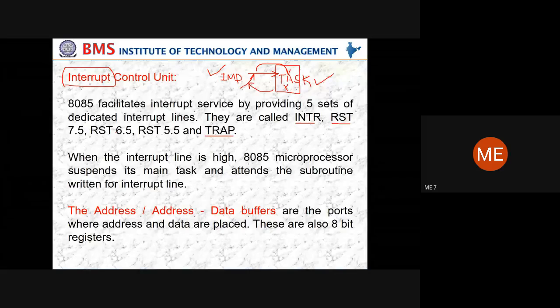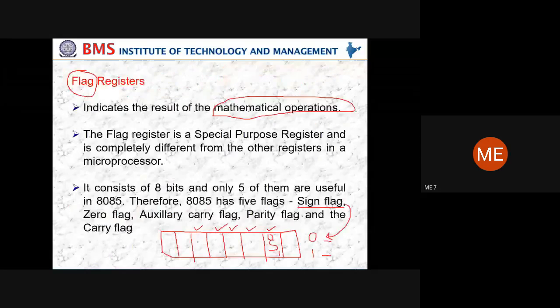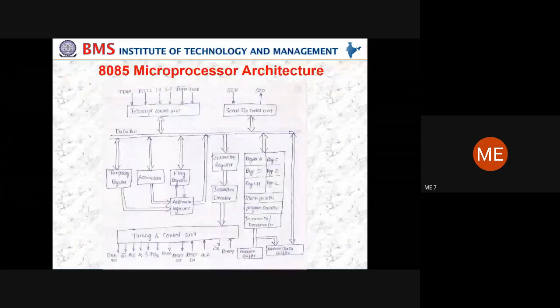Then next we have the last one, the address and data buffers, which are the ports where the addresses and data are going to be placed. Through this you are going to send the information. Now this is about what is called the architecture.